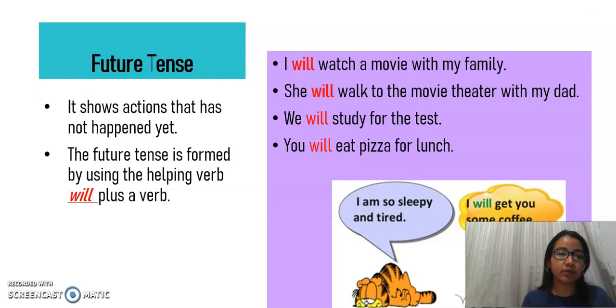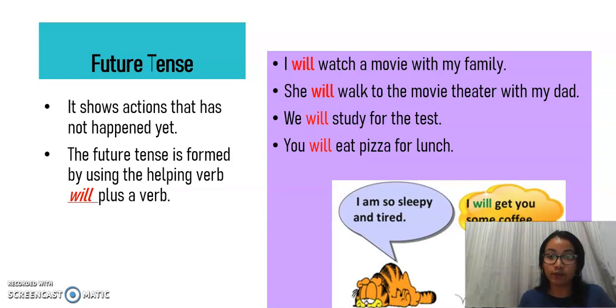Let's see about the future tense. Remember that the future tense is all of those actions that have not happened yet. The future tense is formed by using the helping verb will plus a verb. Let's see the examples. I will watch a movie with my family. It can be maybe tomorrow or next week or next Saturday, next weekend, something that is going to happen in the future. She will walk to the movie theater with my dad.